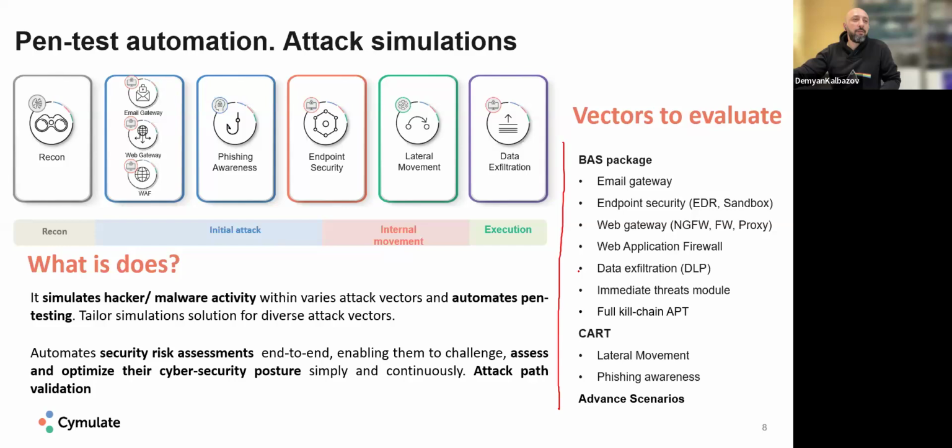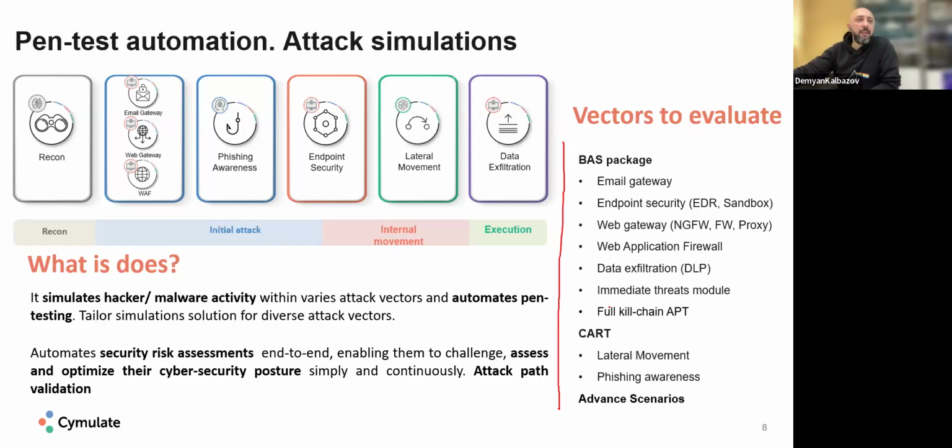Data exfiltration capability tests the effectiveness of DLP security controls and native controls with exfiltration methods such as HTTP and HTTPS, DNS tunneling, ICMP tunneling, and SSH, Telnet, of course, and many other ways to exfiltrate data out of the perimeter of the organization.